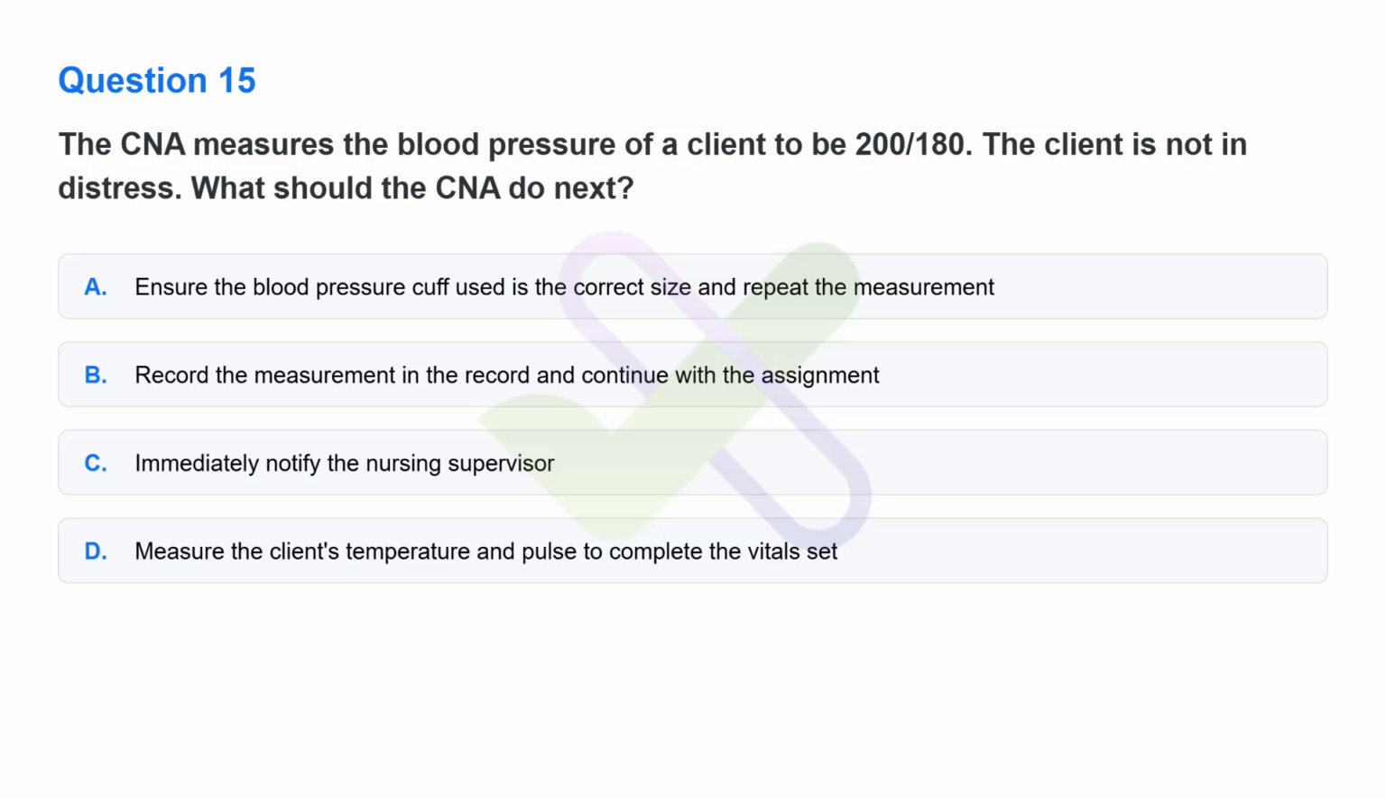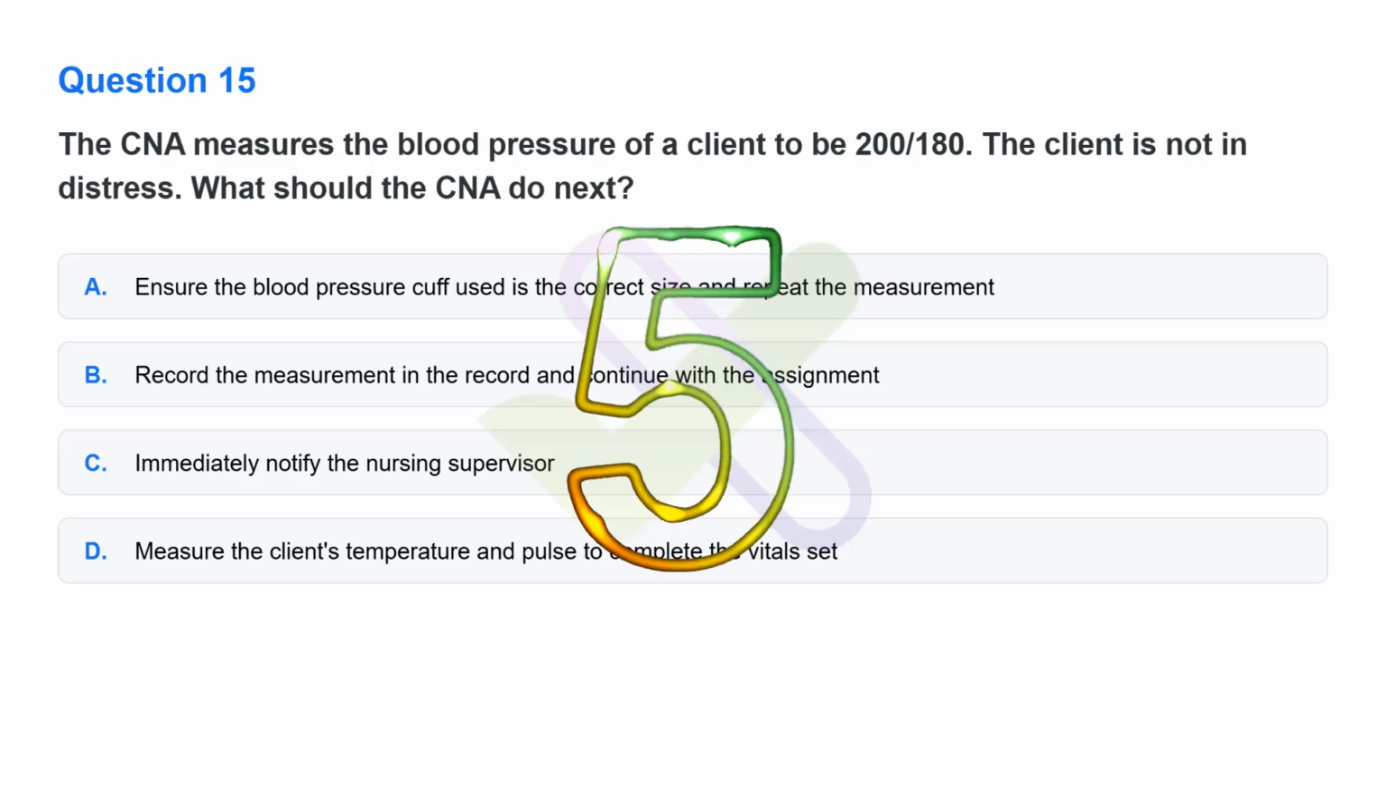UTIs. The CNA measures the blood pressure of a client to be 200/180. The client is not in distress. What should the CNA do next? A, Ensure the blood pressure cuff used is the correct size and repeat the measurement. B, Record the measurement in the record and continue with the assignment. C, Immediately notify the nursing supervisor. D, Measure the client's temperature and pulse to complete the vital set.